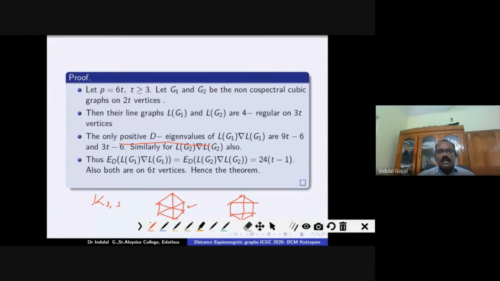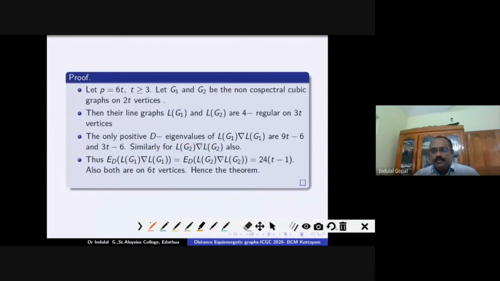And we can see that LG1 is on 3t vertices, so LG1 join LG1 is on 60 vertices, and that proves our claim. For every p equal to 60, there exist non-cospectral, distance equi-energetic graphs.